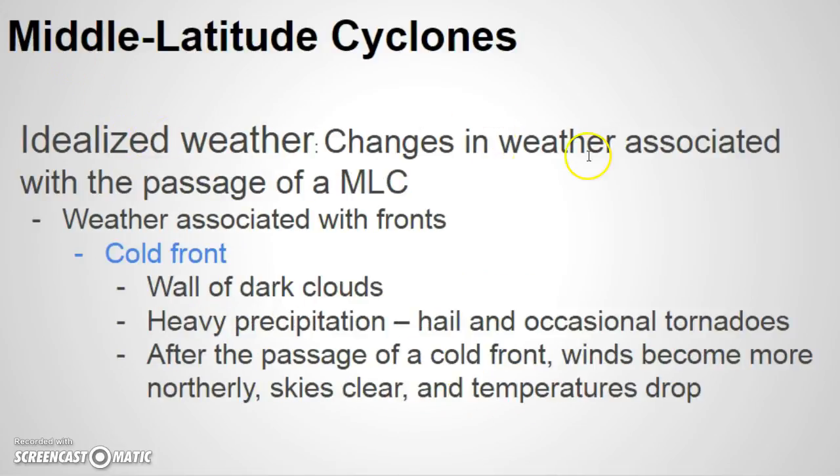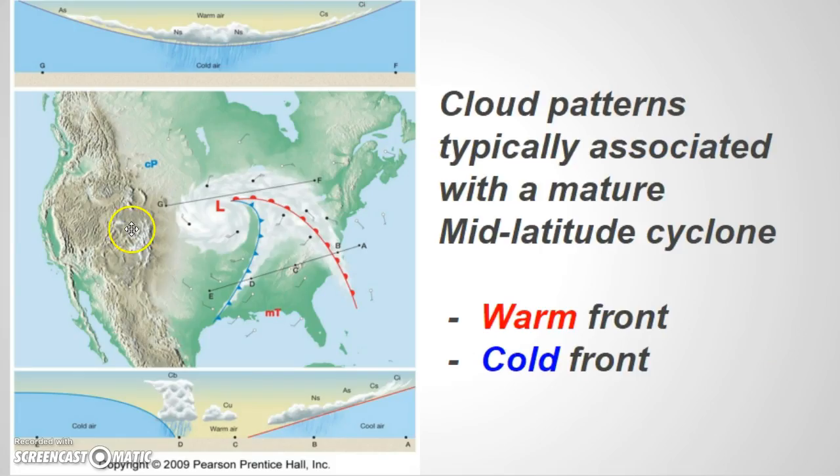So the weather changes associated with the passage of a mid-latitude cyclone when we look at a cold front. We'll get a wall of dark clouds. We should get heavy precipitation, potential hail, and occasional tornadoes, right? This is if it has the ingredients for severe weather. Yet after the passage of the cold front, the winds become more northerly, skies clear, and temperatures drop, right? We've got this cold air moving into warmer air. So these are the characteristics, the sequence, after the cold front moves through.